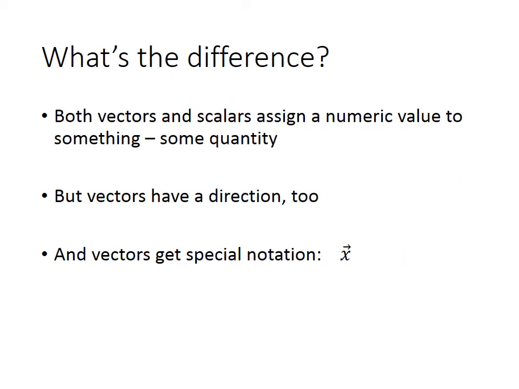So what's the difference? Both vectors and scalars assign a numeric value to something, some quantity. But vectors have a direction too. And vectors get special notation. For example, x with an arrow over it would be a vector. That little arrow is how we're going to note when something is a vector.